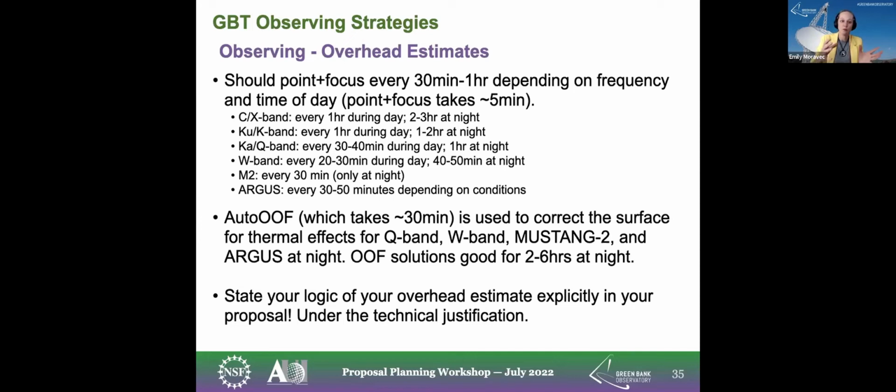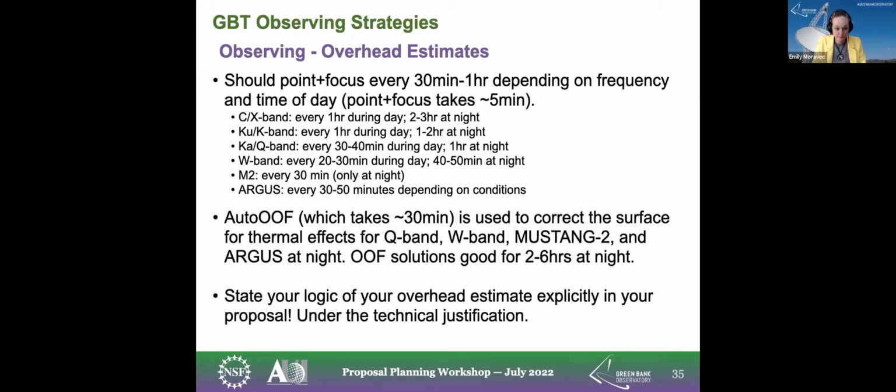So when you move a telescope around, gravity will affect it differently. So we account for that, but then also you have thermal effects, heating and cooling of the earth and of the air will change the shape of the dish as well. So this auto oof accounts for that, and it does take about 30 minutes. We're working on some strategies to decrease that time, but for now you'll have to consider that it takes about 30 minutes.